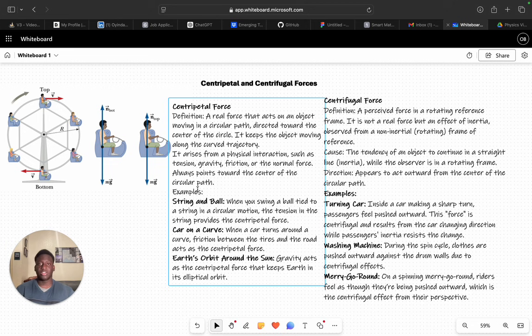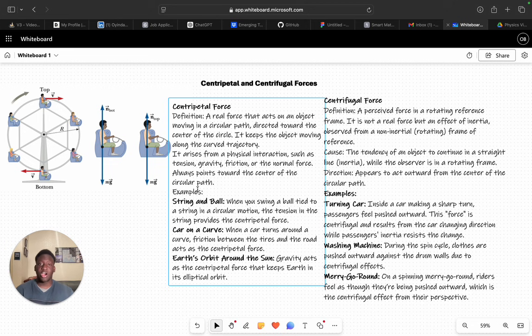Centripetal force is a force acting on an object in circular motion, towards the center of the motion. So if you have something hanging by a thread and you're spinning the thread in circular motion, the force that is dragging the object attached to the end of the thread inward towards your hand is called a centripetal force. An example is a string and ball: if you swing a ball tied to a string in a circular motion, the tension in the string is the centripetal force.